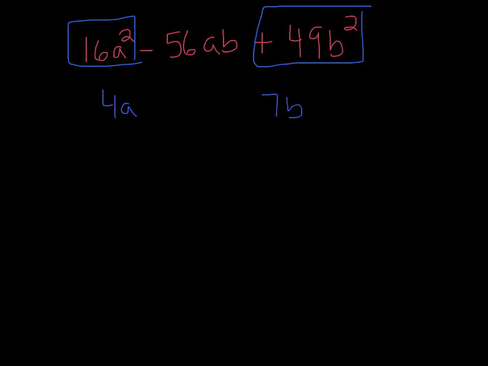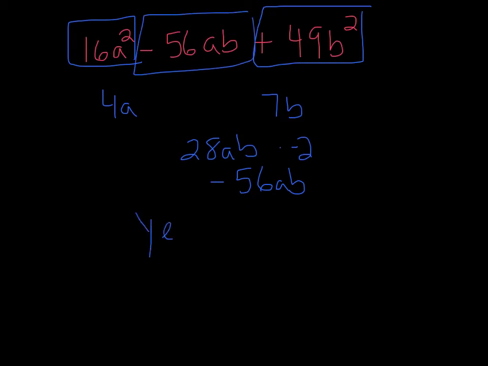Okay, so let's multiply those two together. We get 28AB, and then if you multiply it either by 2 or negative 2, do you get the middle term? If we multiply that together, we get negative 56AB, which is the middle part. So yes, this is a trinomial square. Okay, so that's perfect. That's exactly what you're looking for.